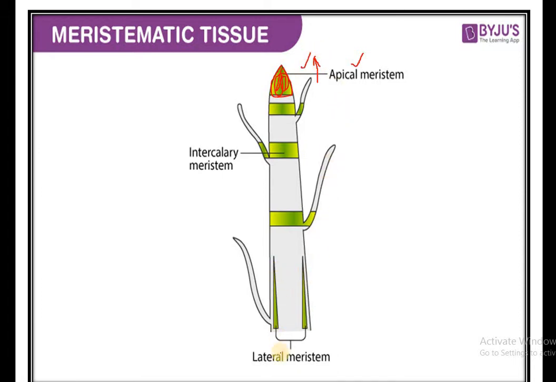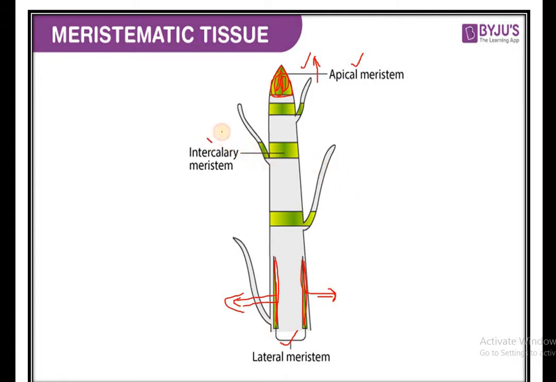The second one, the lateral meristematic tissues, are present on the side of the plant. And these tissues are responsible for the growth of the plant in its width or girth. The sideways growth will take place due to the lateral meristematic tissues.